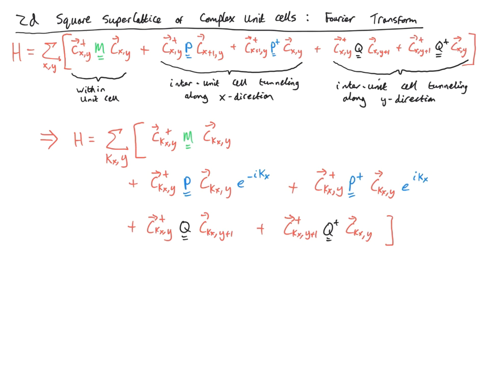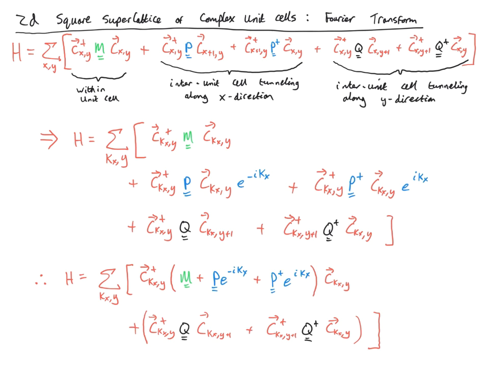The problem is along the y direction, because this is not diagonal. We didn't transform along the y direction. We still have real space y, and we see that these q terms in black are not diagonal. They still involve these off-diagonal terms. However, before we proceed with the Fourier transform along the y direction, let's just tidy this Hamiltonian up a little bit to make life easier for us.